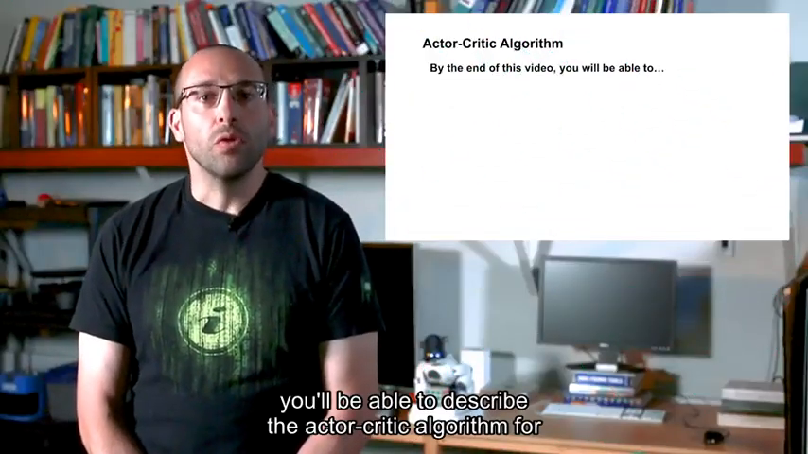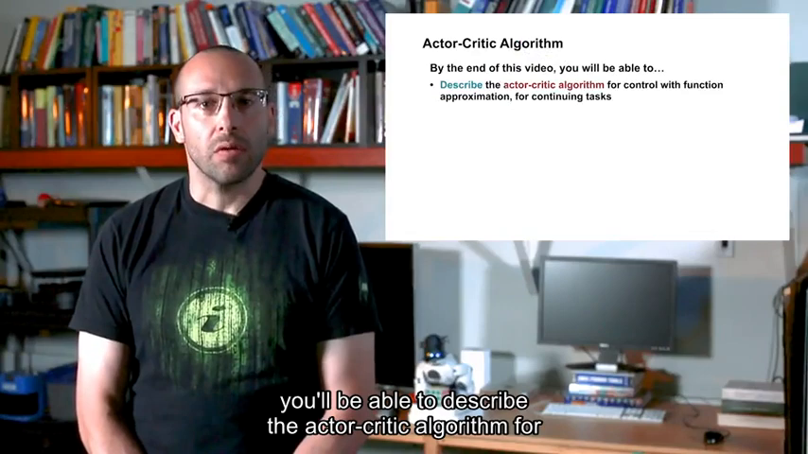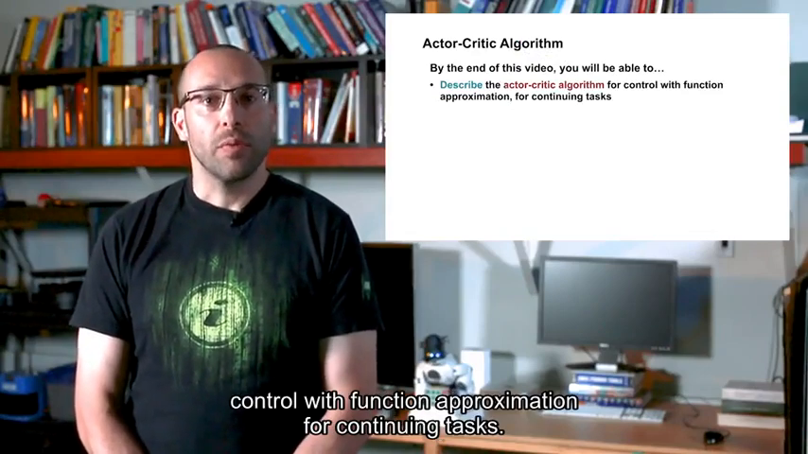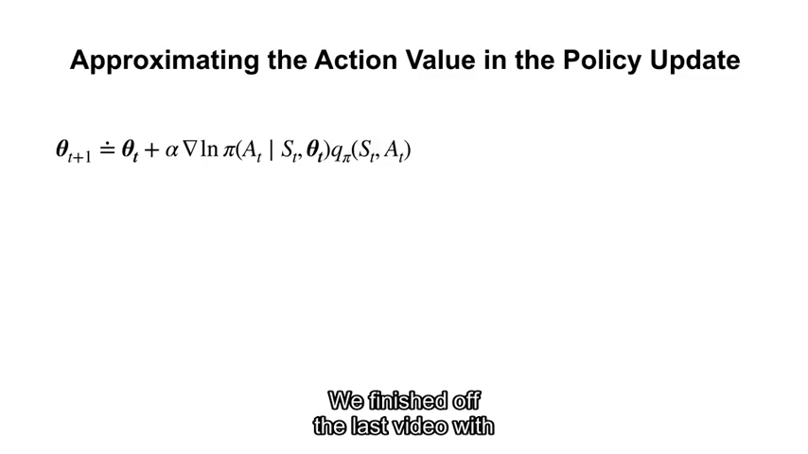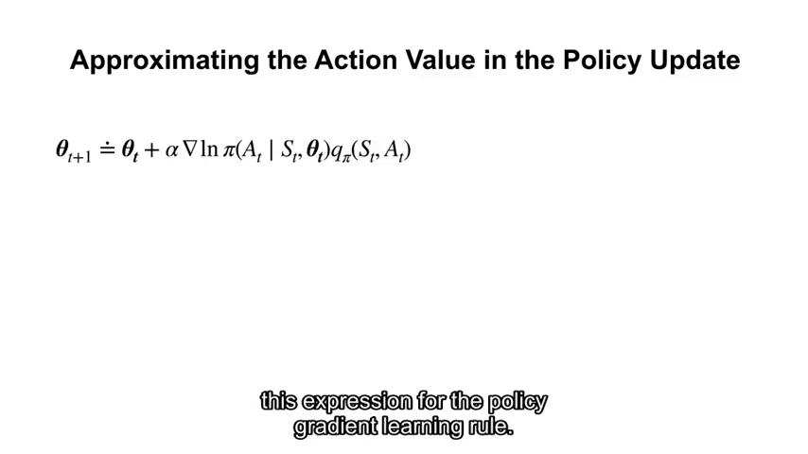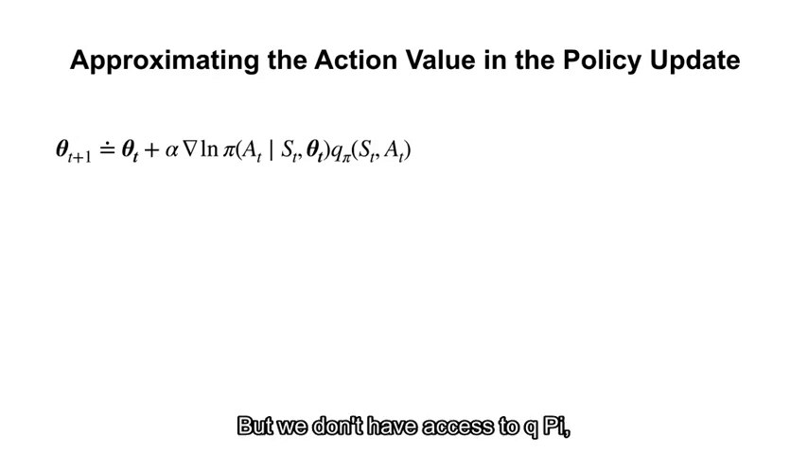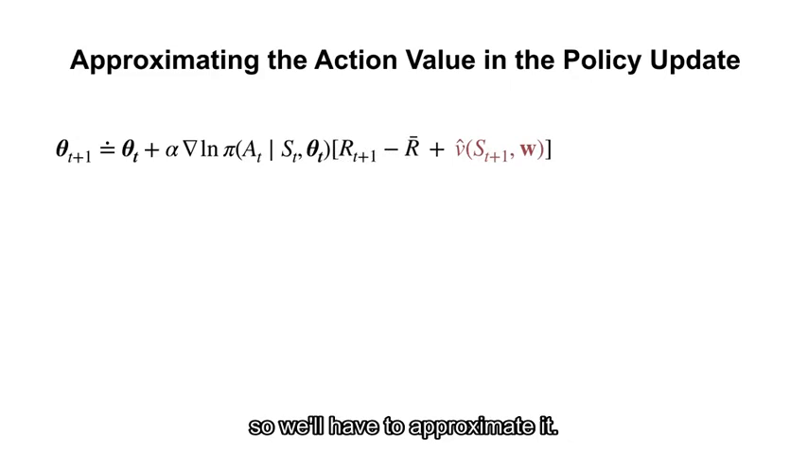After watching this video, you will be able to describe the actor-critic algorithm for control with function approximation for continuing tasks. We finished off the last video with this expression for the policy gradient learning rule. But we don't have access to q_π, so we'll have to approximate it.